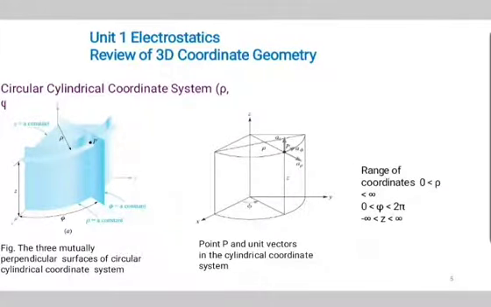So the point P is the intersection of three mutually perpendicular surfaces. The surfaces are, one a circular cylinder with constant radius rho, second a plane with constant angle phi, and third a plane with constant z. So point P and unit vectors in the cylindrical coordinate system are shown in the second figure, and in the first, the three mutually perpendicular surfaces of the circular cylindrical coordinate system.